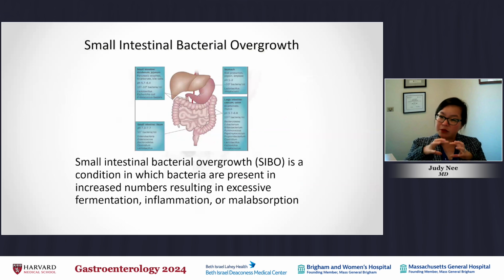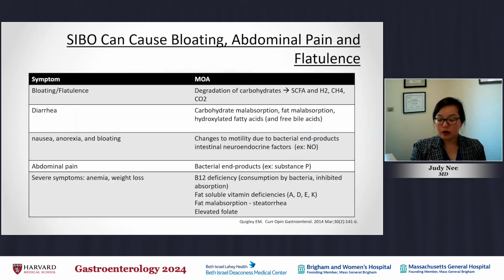But we've really simplified, I would say we as in the medical community have really simplified the idea of this link between changes to the microbiome, specifically in the small intestine, with those symptoms of IBS as small intestinal overgrowth. The idea is that bacteria are present in increased numbers, resulting in excessive fermentation, inflammation, or malabsorption. The pathophysiology of how SIBO can create these very common symptoms has been well laid out in multiple review articles and studies.